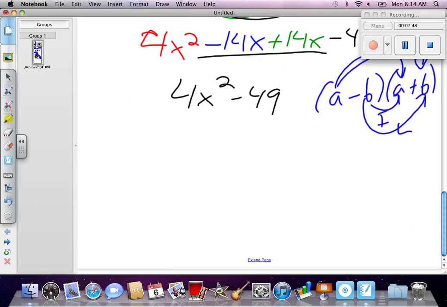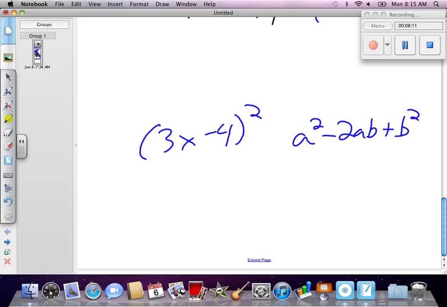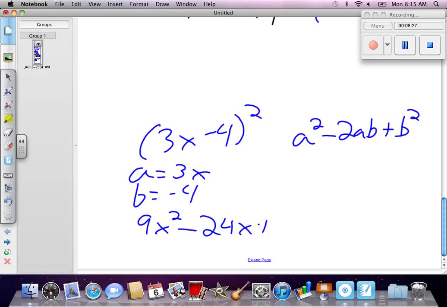Okay, so if we look at 45, we've got 3x minus 4 squared. And you guys know that you can write two of them and FOIL, but there's a shorter way to do it. Okay? You've got A squared minus 2ab plus b squared. Okay? A in this instance is 3x, and b is negative 4. So you're going to get 9x squared minus 3 times 4 is 12 times 2 is 24x plus 16.